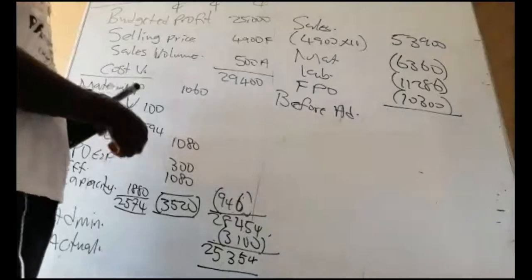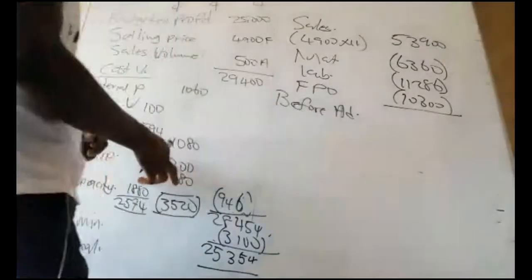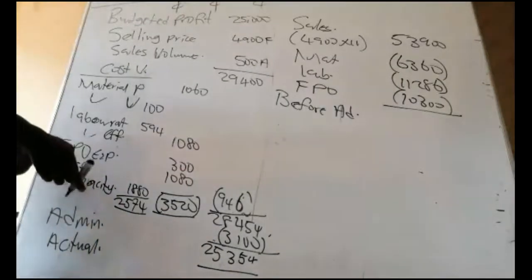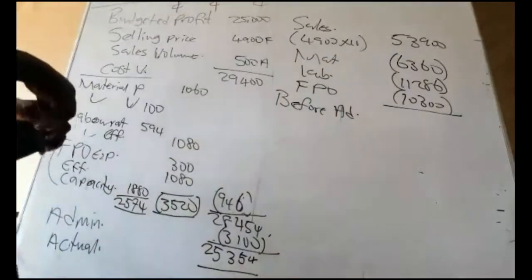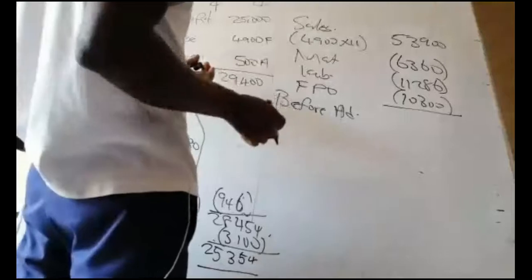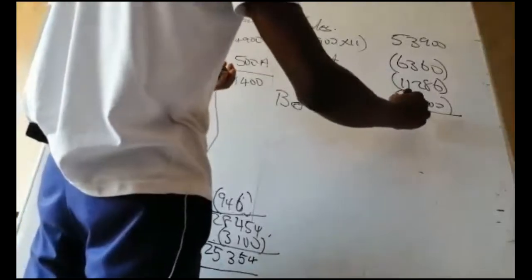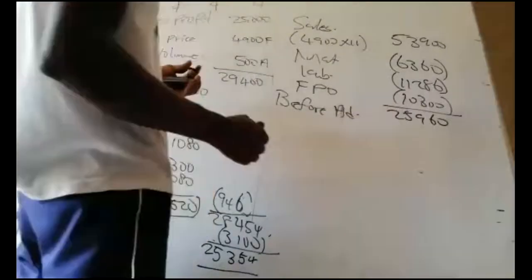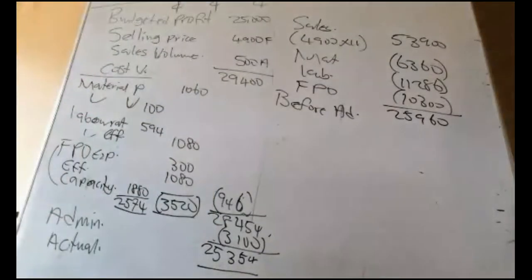The admin overhead, there was a variance of 100. We have added it to the variances. That 100, it will play a role here. So that's 25,960. Good. Show my figures on go. Sure. But this must be 4 being inside.